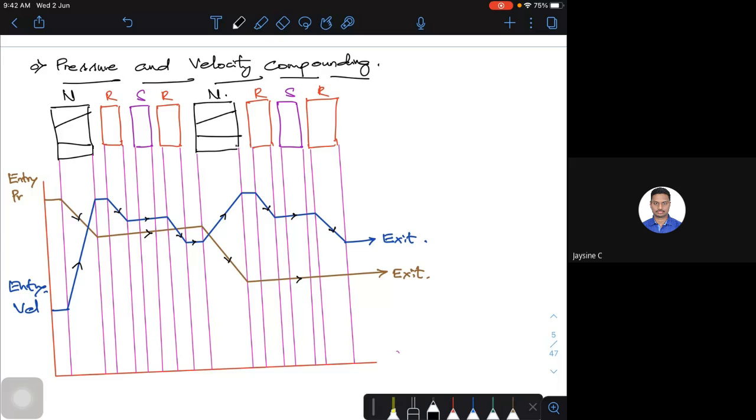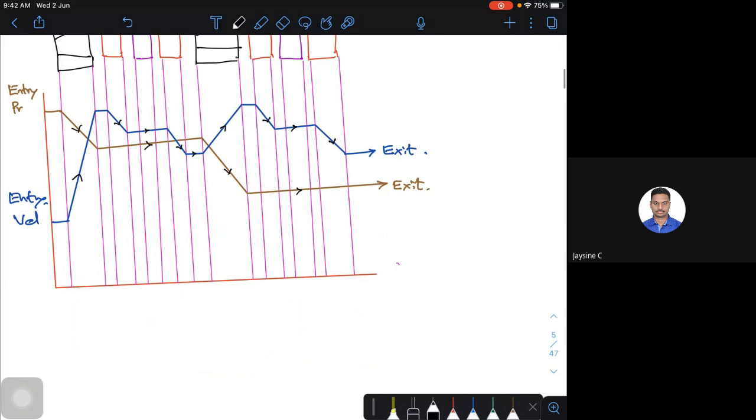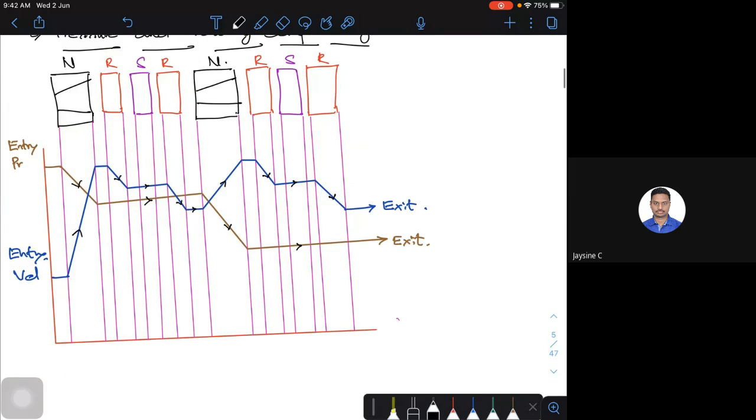So this may be the first couple of stages. In case of steam turbines, it may be low pressure stages then high pressure stages, or high pressure stages then low pressure stages. Based on this, we will be going for pressure compounding or velocity compounding, or a combination of pressure and velocity.